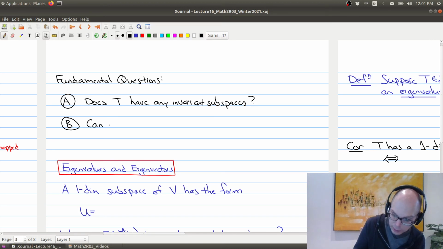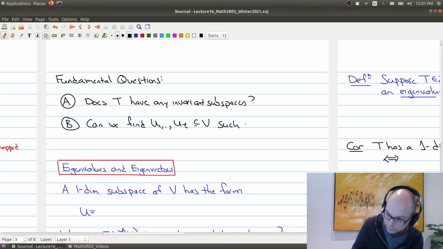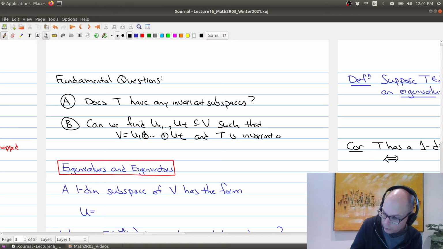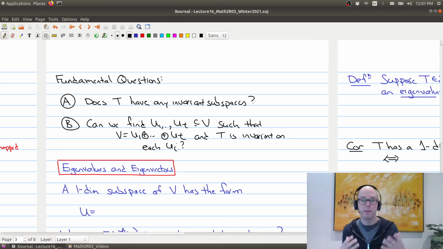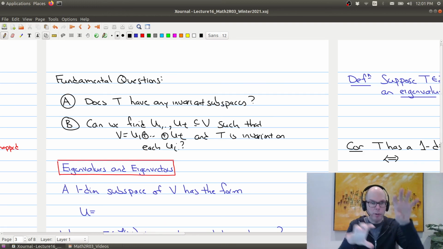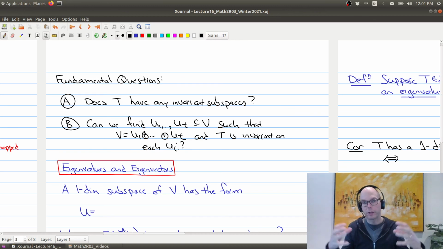And secondly, can we find subspaces U1 up to Um inside of V such that you can actually break V into a direct sum of these subspaces and T is invariant on each subspace Ui? Part B is a pretty complicated question, but what it's saying is once you have a linear operator, you're looking for invariant subspaces, and hopefully if you look for all the invariant subspaces, can I glue them back together, and does that actually tell me something about my vector space V? So keep these questions in the back of your mind.